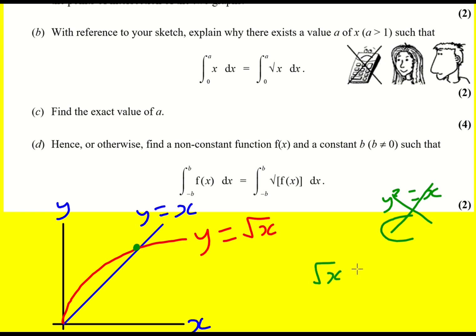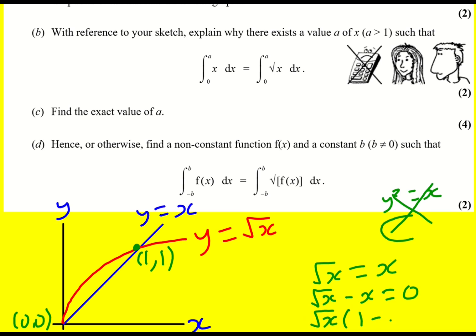If we want to find the coordinates where they're equal, well, you might already know it's actually going to be 0, 0 and 1, 1. If you didn't see that, then what you can do is get it all on one side. So root x minus x equals 0. And actually factorize out root x: root x times (1 minus root x), because root x times root x is x, equals 0. So either root x is 0 or root x is 1, from which scenarios we get 0, 0 and 1, 1.